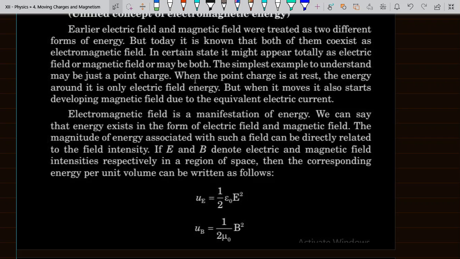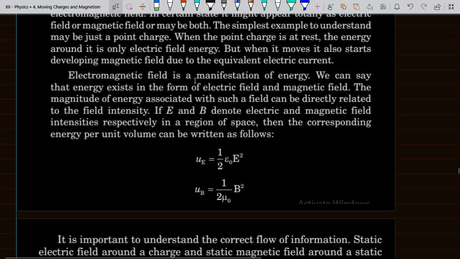The simplest example to understand may be just a point charge. When the point charge is at rest, the energy around it is only electric field energy. But when it moves, it also starts developing magnetic energy due to equivalent electric current. Electromagnetic field is a manifestation of energy. We can say that energy exists in the form of electric field and magnetic field. The magnitude of energy associated with such a field can be directly related to the field intensity.